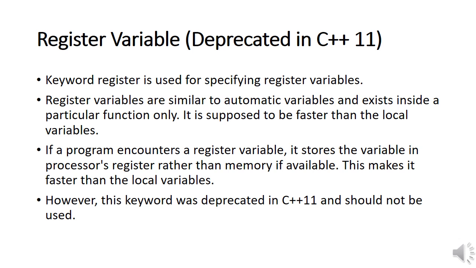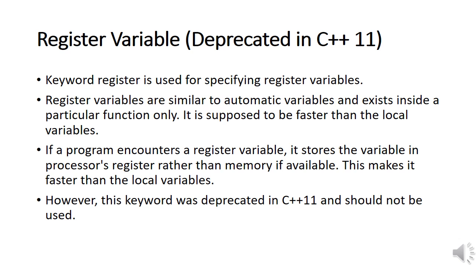The fourth category of storage class is register variable. Register variable is similar to local variable. That is, the scope of the register variable is limited to the function where it is defined. You can access a register variable only inside that function. A register variable can be specified by using the keyword register.